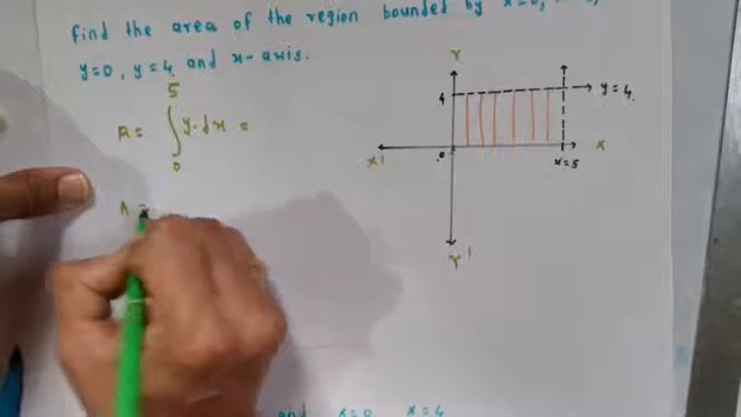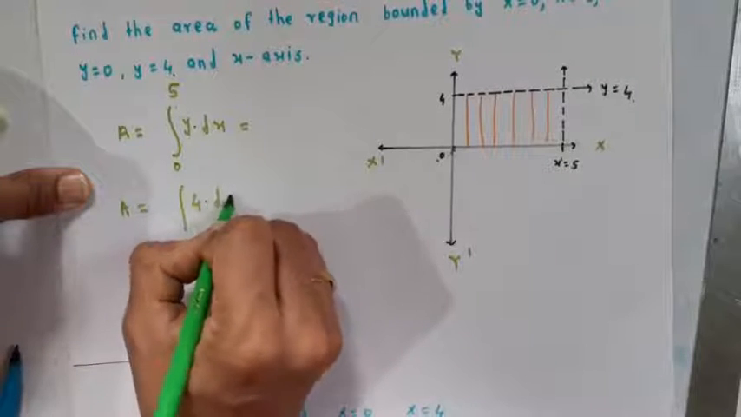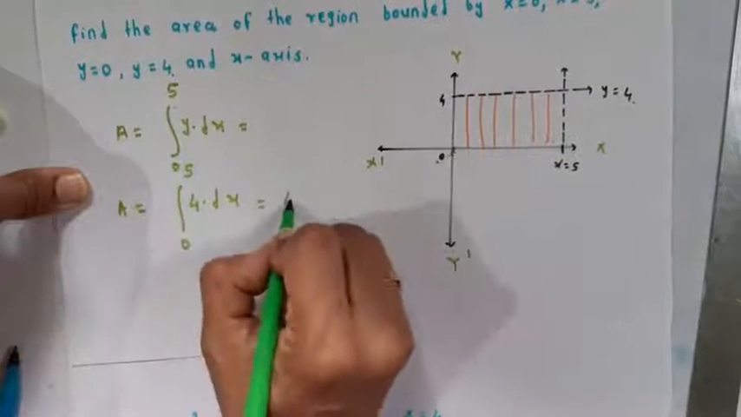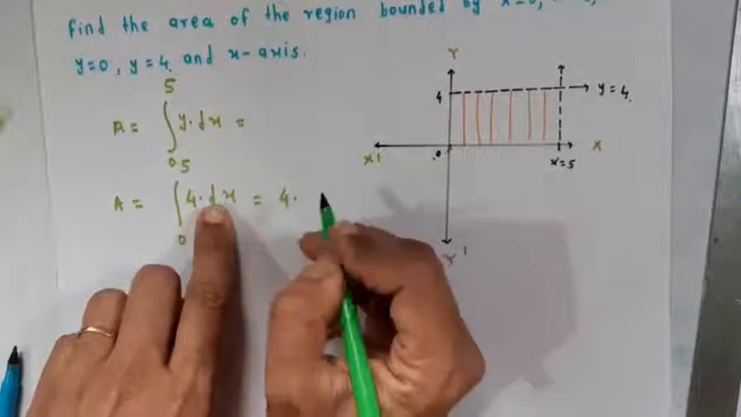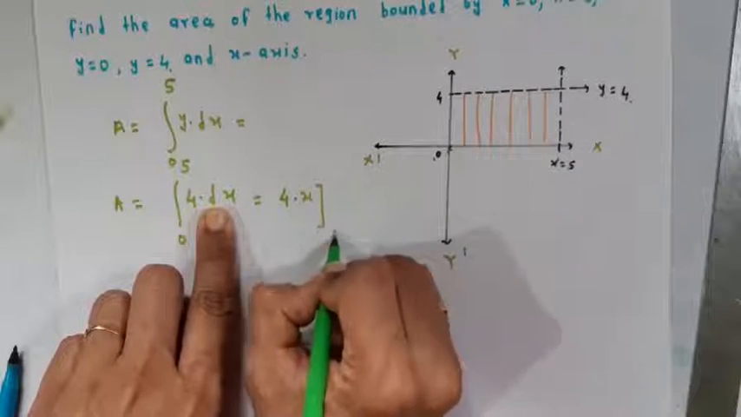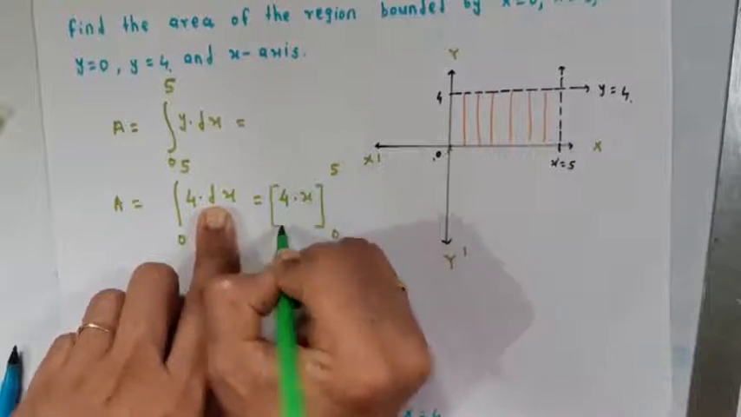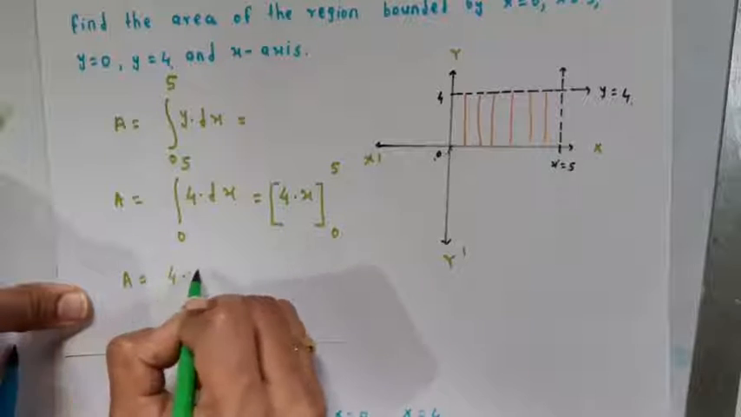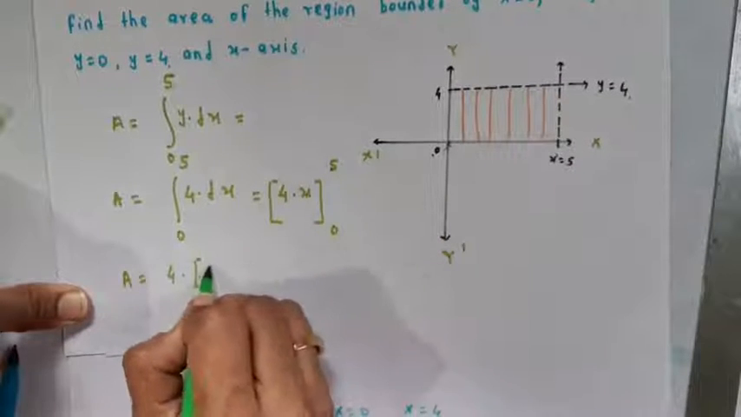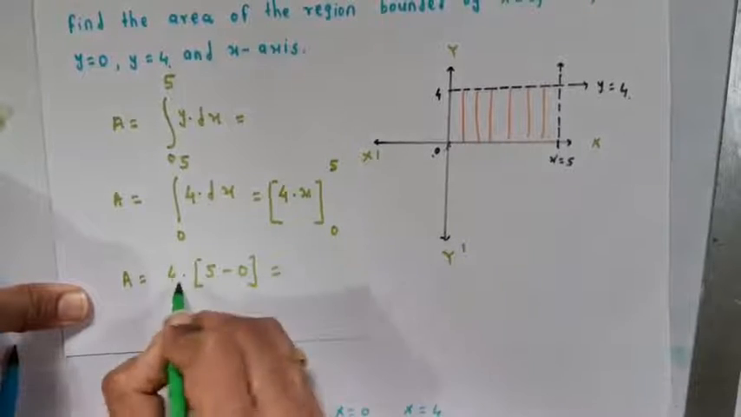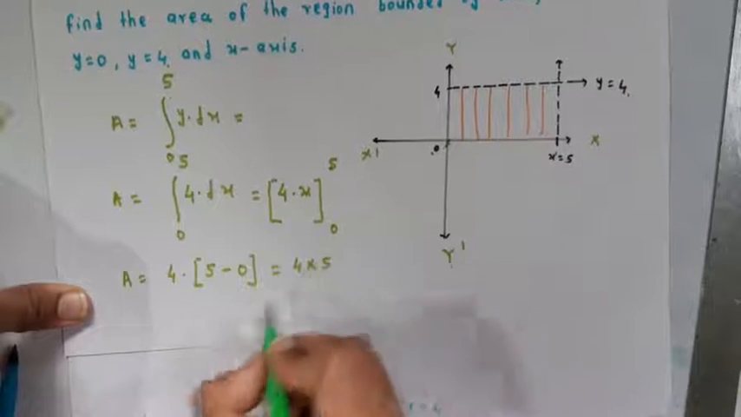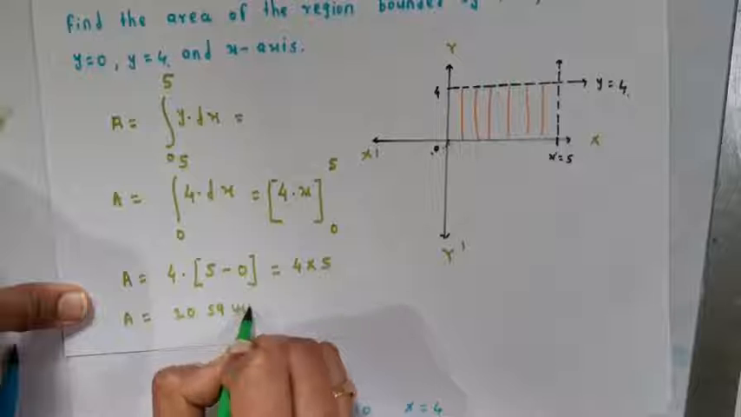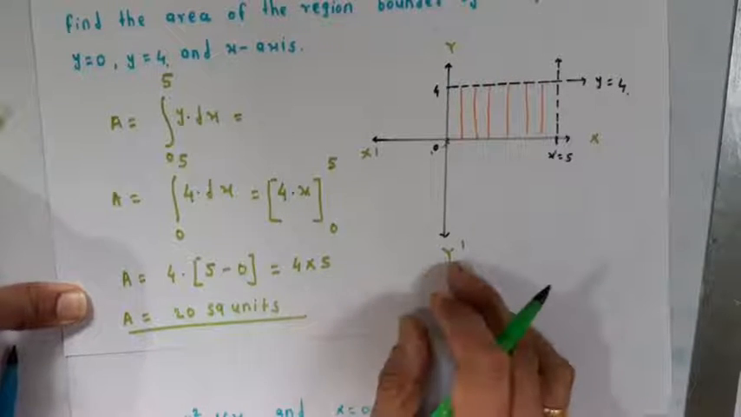So we can take y equal to 4, so 4 with respect to x and limits of integration 0 to 5. So 4 is a constant. Integration of a constant with respect to x is x, limits of integration 0 to 5. Okay, and so area equals 4 as a constant, upper limit 5 minus lower limit 0, and this is 4 into 5, and therefore area is 20 square units. So the area is 20 square units.